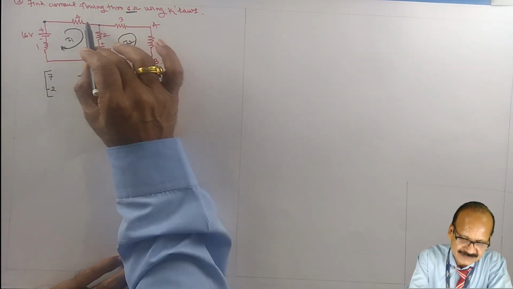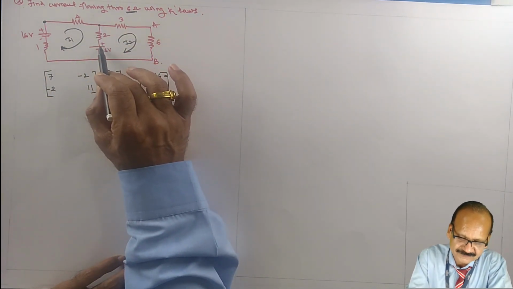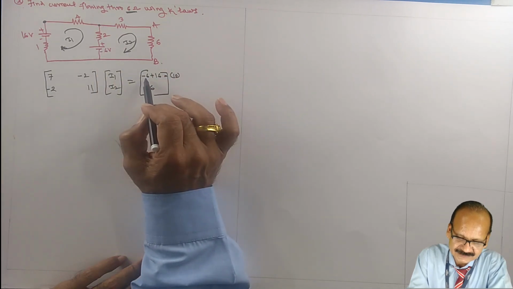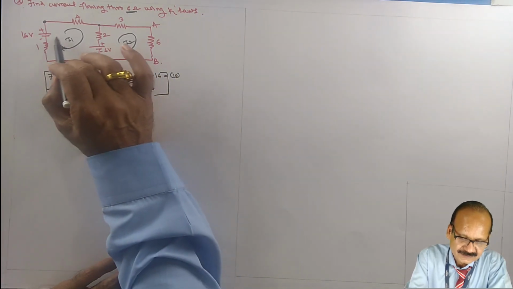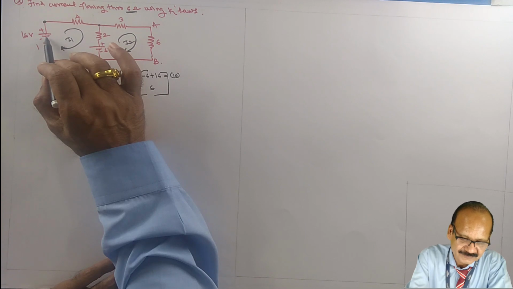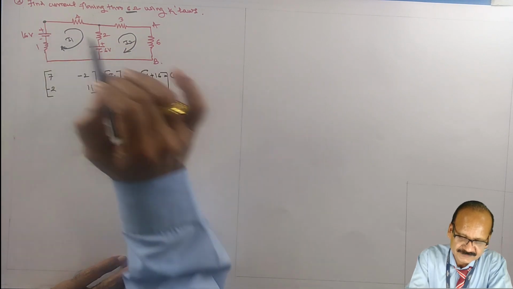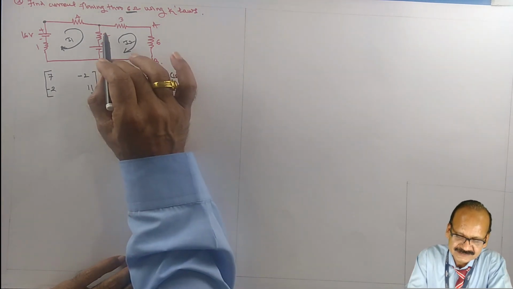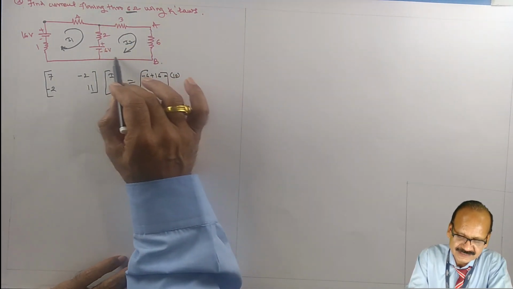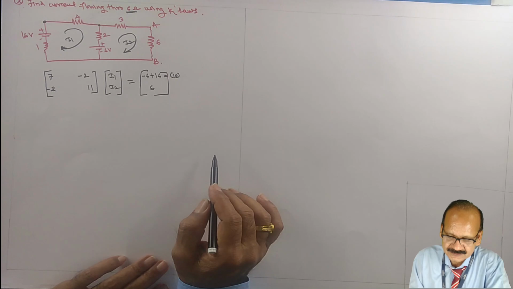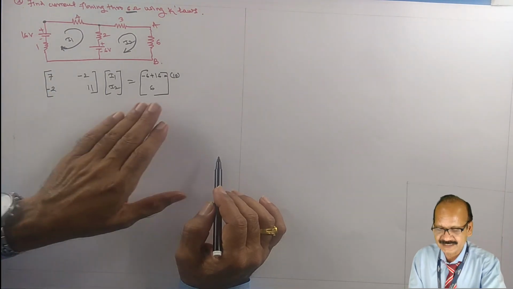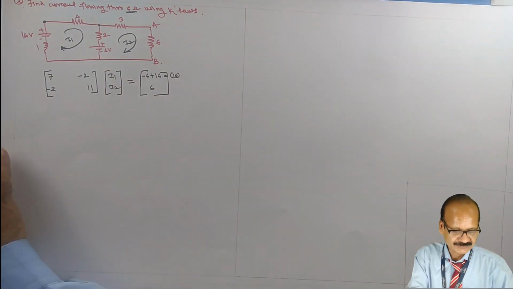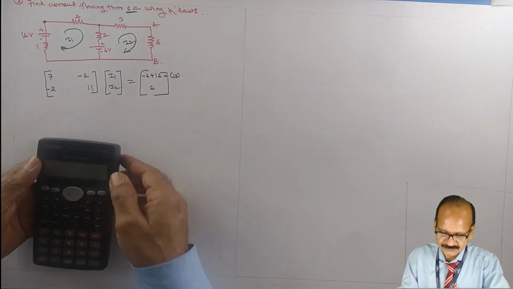The current I1 is entering the positive terminal of the battery first here, and therefore minus 6. Then it is further entering the negative terminal of the second battery, therefore plus 16, and the sum is 10. Then for the second loop, the current I2 is entering the negative terminal of the battery first, therefore positive sign, and therefore it is plus 6. Now use the calculator and find the solution.